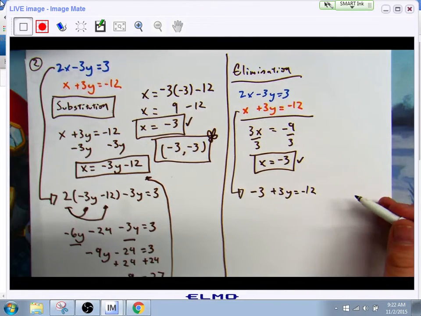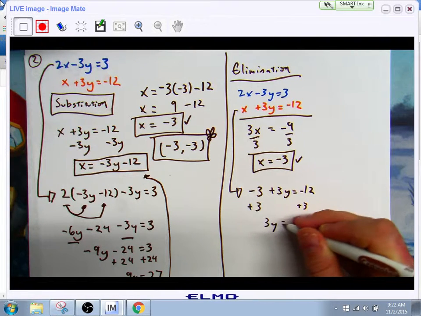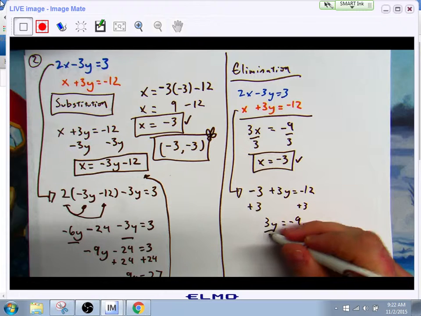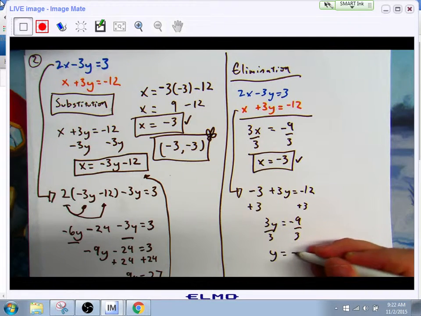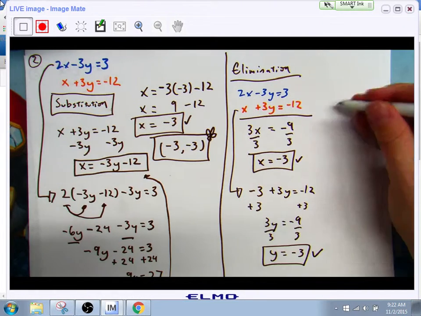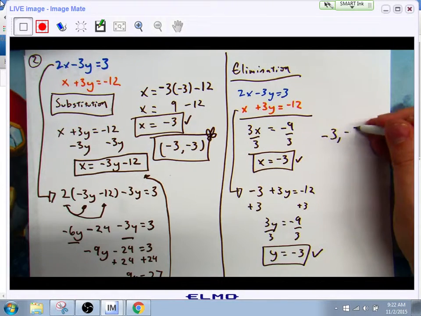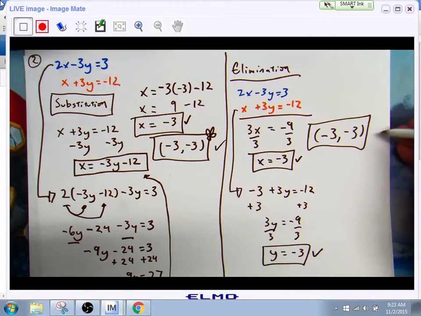I want to get my y term by itself, so I'll add 3. 3y equals negative 9. Divide by 3, divide by 3. Y equals negative 3. Sure enough, that checks out with what we did before, and our answer is, of course, negative 3, negative 3. Just like it was here. Okay?